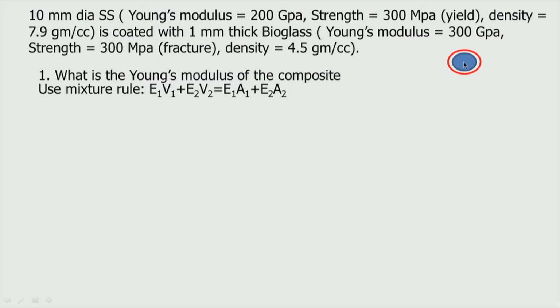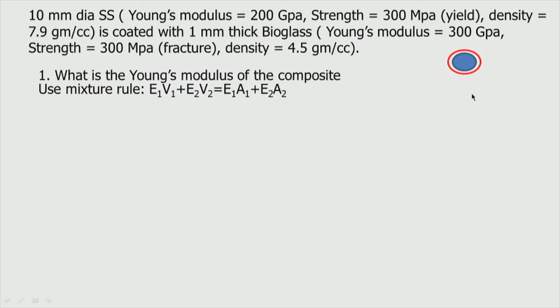Okay. This is the stainless steel. So, they coat it with 1 mm thick bioglass. Bioglass has good integration property, and stainless steel may corrode also. So, assume you are coating it with 1 mm, and Young's modulus is 300.